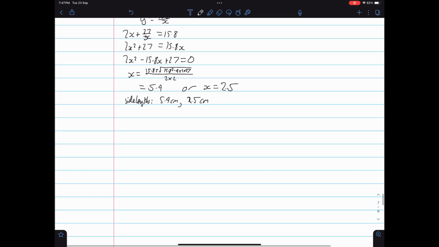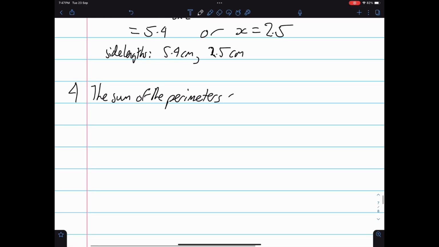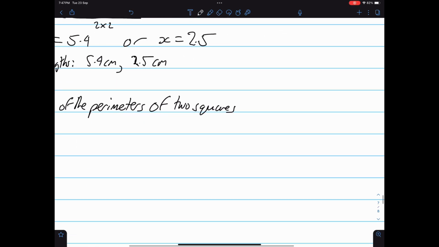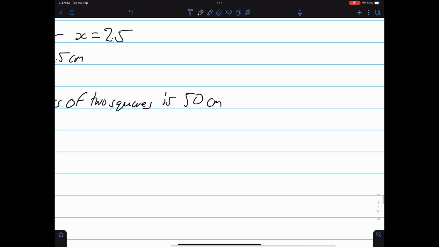Next question. Right. The sum of the perimeters of two squares is 50 centimeters. Sum of areas is 93.25 centimeters squared. Now we want to find the side length of each square.